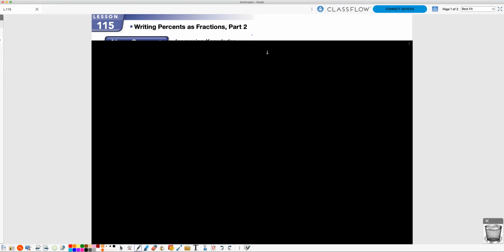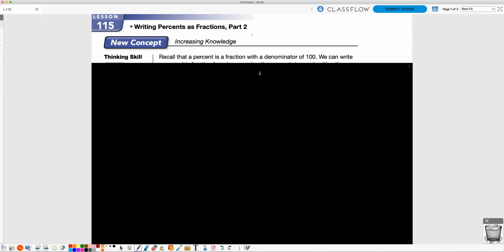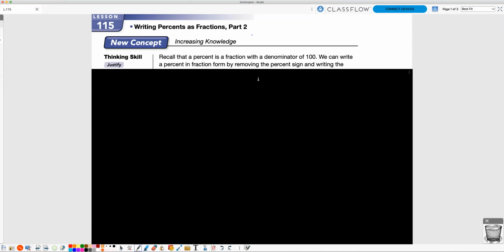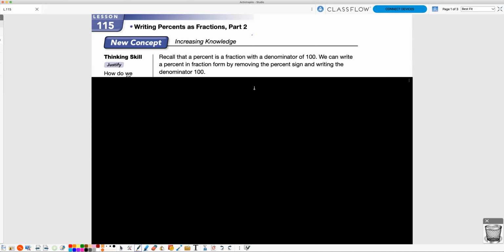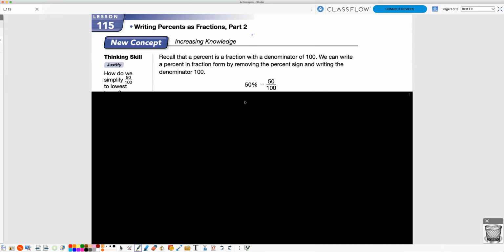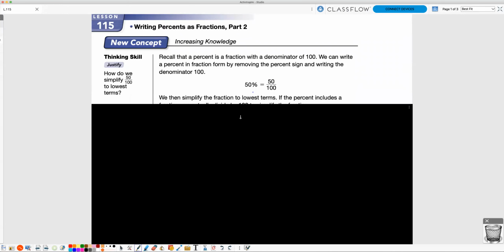It's the second part. Recall that a percent is a fraction with a denominator of 100. We can write a percent in fraction form by removing the percent sign and writing the denominator 100. 50%, remove the percent sign and then put the denominator as 100. You've got this as a fraction. Now they're equivalent. We then simplify the fraction to lowest terms.